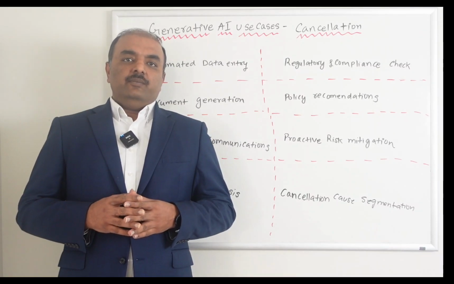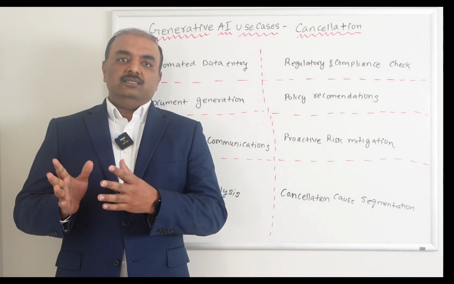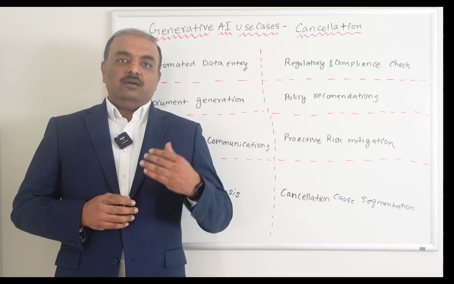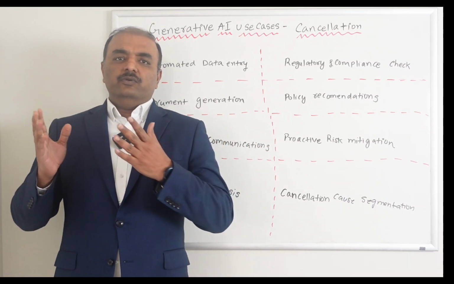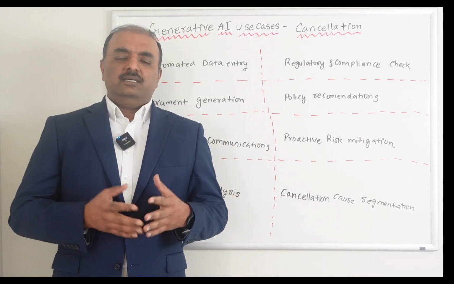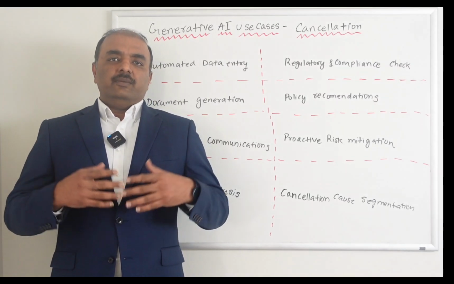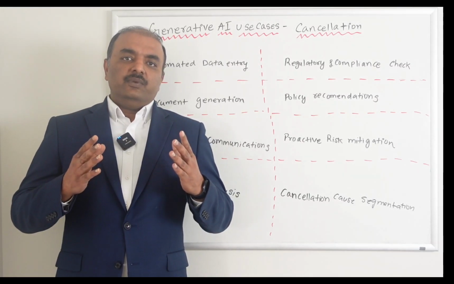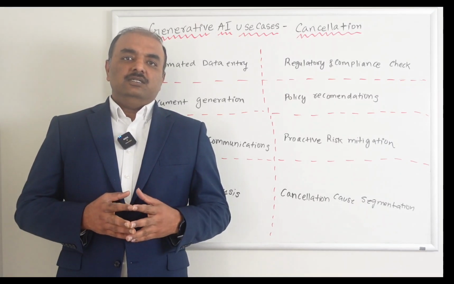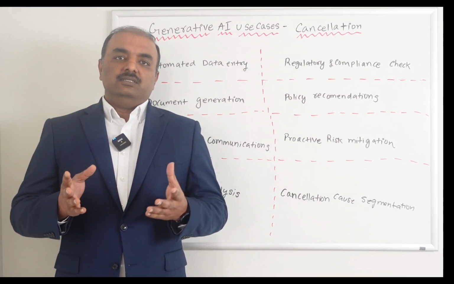Again, cancellation can be of two types. One is underwriting reason. Maybe they got coverage somewhere else, or they are moving from one location to another location, etc. The other type of cancellation is non-payment cancellation. Say if the customer did not make the payment on time, the insurance company can cancel the policy, right?